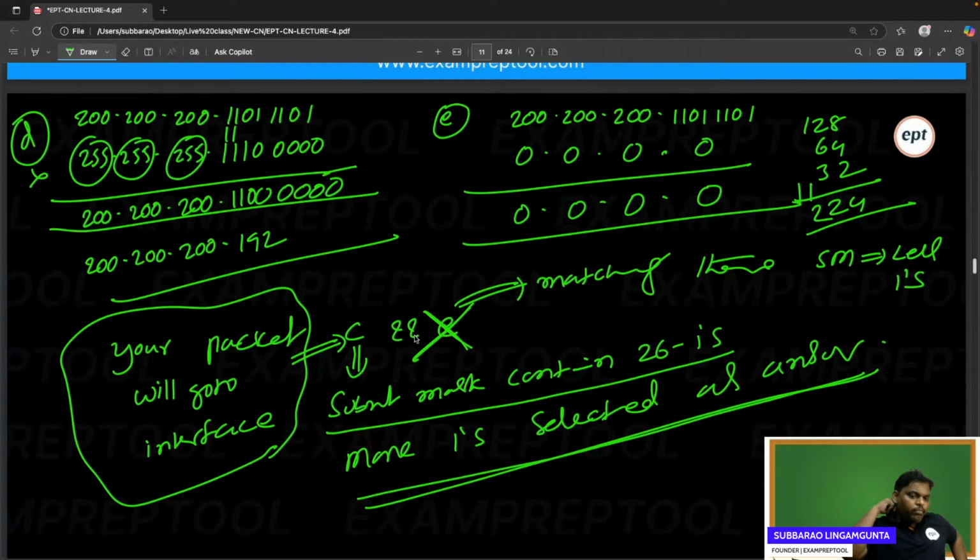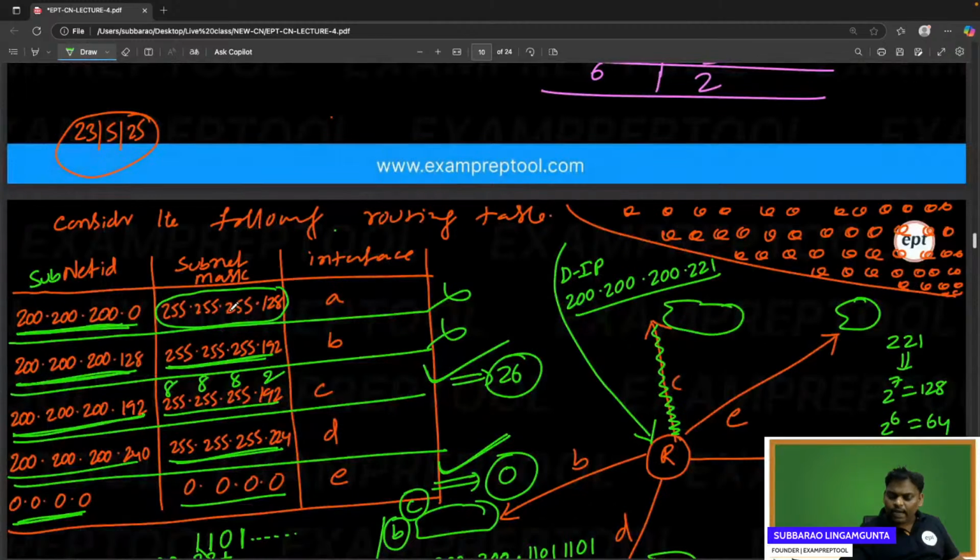Please remember, any packet that comes to a router uses a routing table. In the routing table, you proceed like this. Take the destination IP, do the AND operation with the subnet mask. After the AND operation, you get the subnet ID. Check whether that subnet ID matches the corresponding subnet ID. If matching, that interface will be selected. Suppose more than one matches, whichever interface's subnet mask contains more ones will be selected.